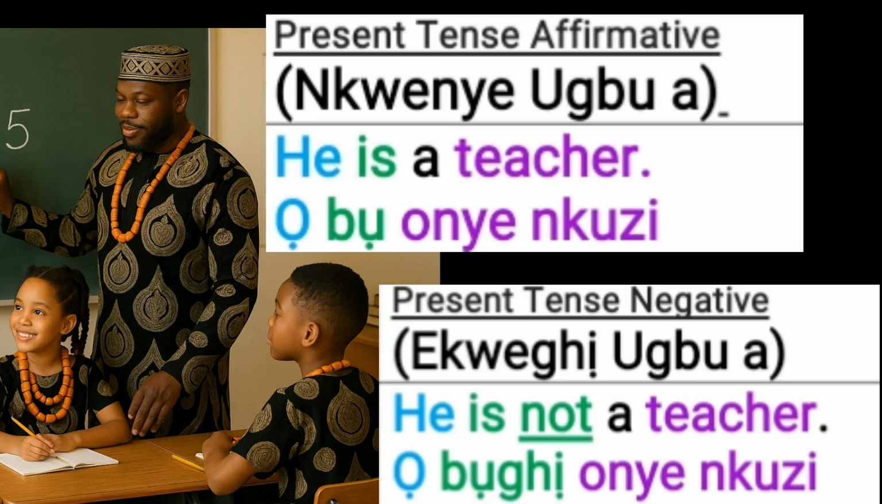In the first sentence, we have he is a teacher. Ọ bụ onye nkuzi. Now, for the present tense negative, we have he is not a teacher. In Igbo language, ọ bụghị onye nkuzi.